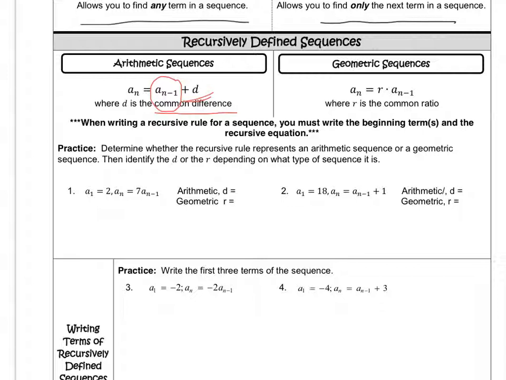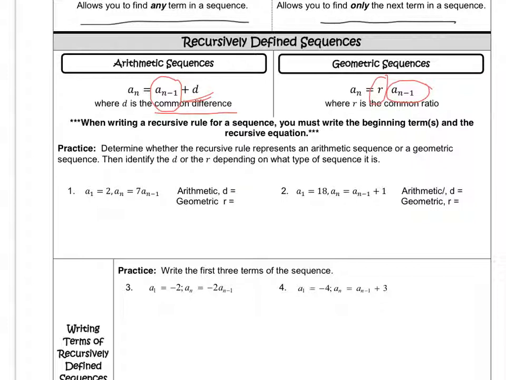And then when we look at the geometric recursive rule, in geometric sequences, that's the one where we're always multiplying times the common ratio. So when we look at the rule, we're just taking the ratio and multiplying it times the term right before that.